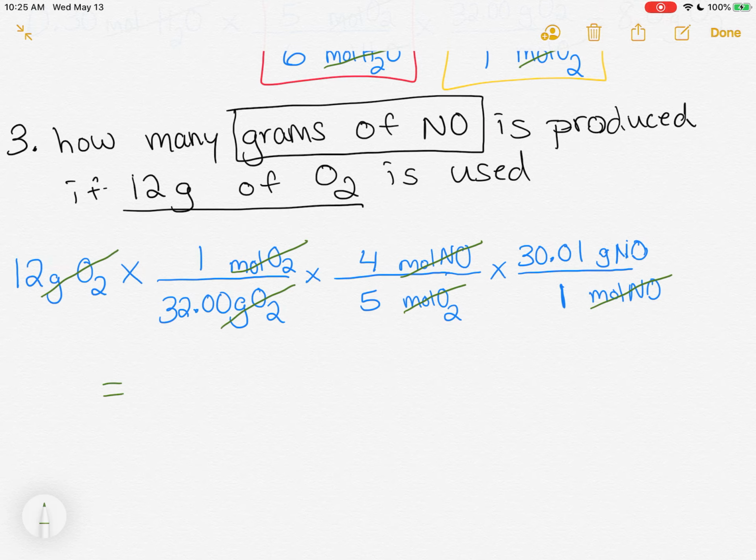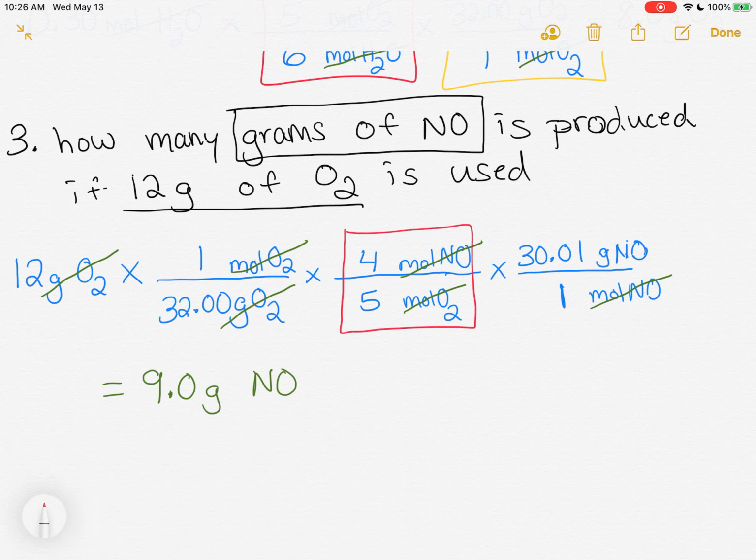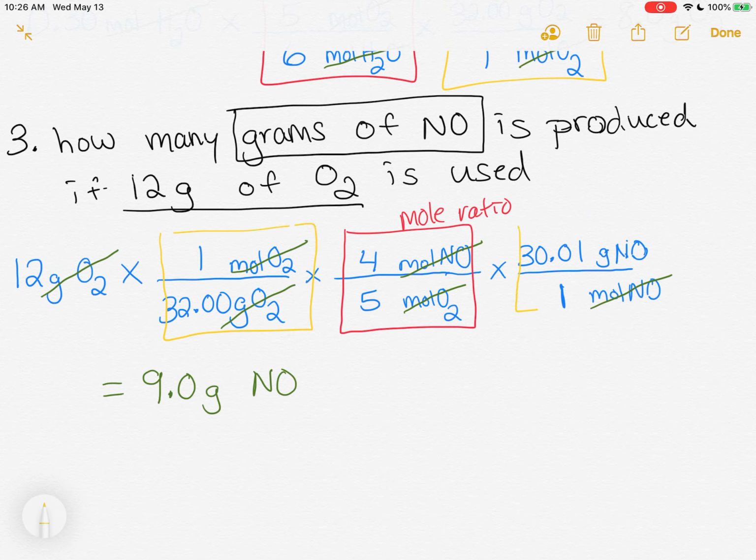So when we do the math here, we're going to do 12 divided by 32. We're going to multiply by 4 and then divide by 5. Then we're multiplying by that 30.01. And so that's going to give us 9.0 grams of nitrogen monoxide. Okay? And so in this scenario, we've now used 3 different conversion factors. So we've used that mole ratio, but we've also used our molar mass conversion factors for our 2 different substances.